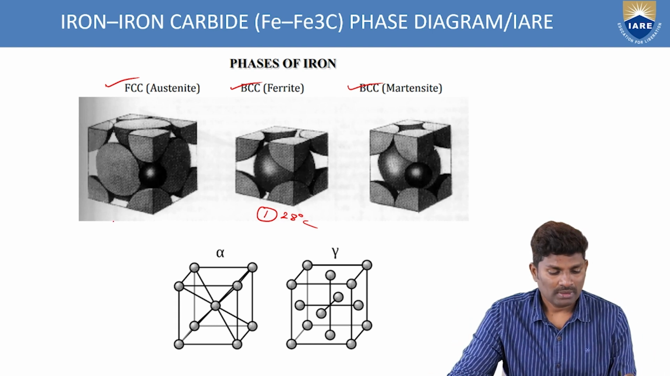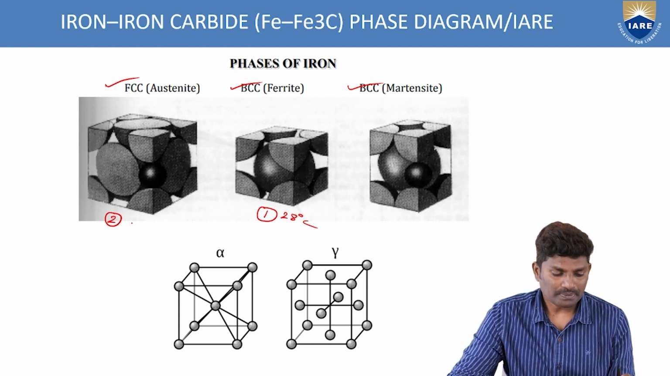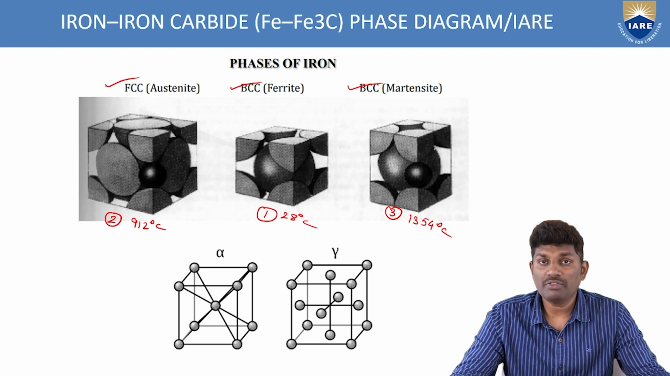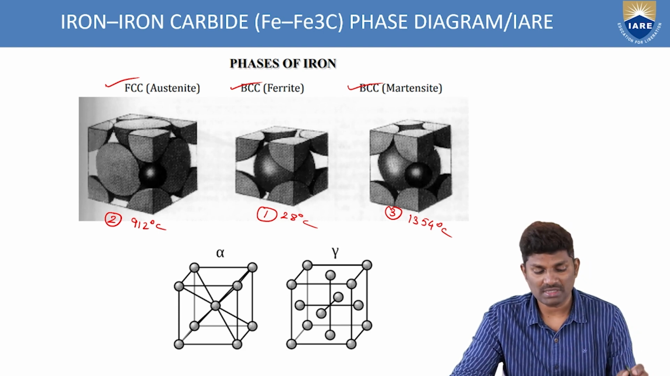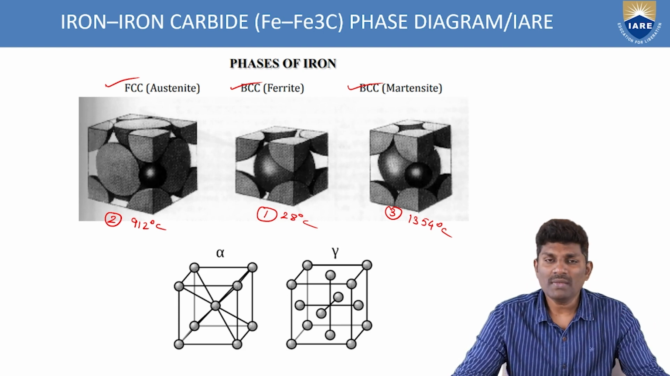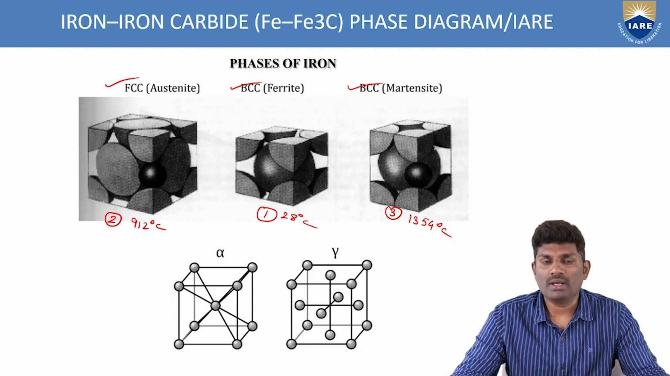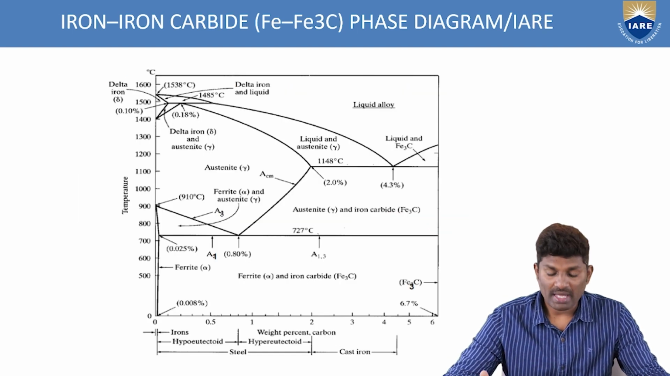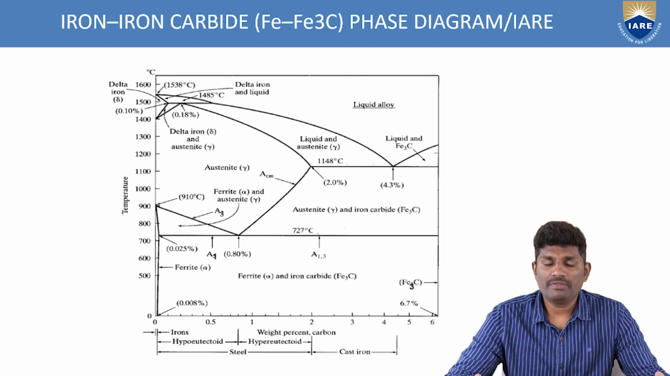Slowly, at 912 degrees centigrade, this second state converts into austenite. And again at the third point, around 1394 or 1354 degrees centigrade, you will get the BCC again. So this is the transformation of the different types of crystal structures you can observe at different temperature intervals. And this is the exact iron carbon phase diagram.